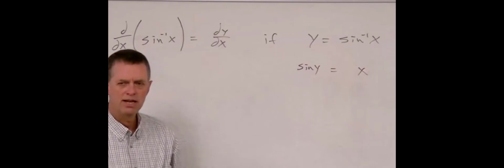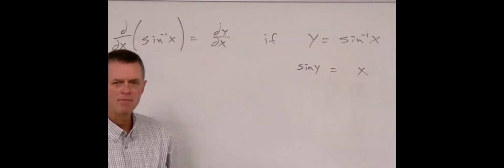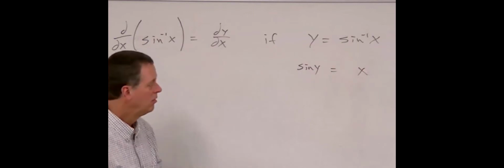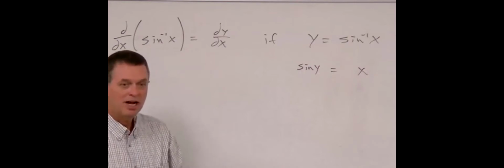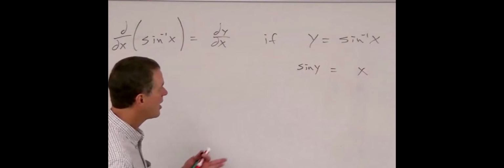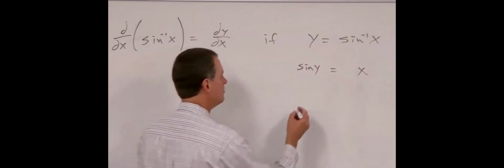How do we do that? Definition of inverse sine. Inverse sine and sine are inverses of each other. Okay, so now I can do implicit differentiation.